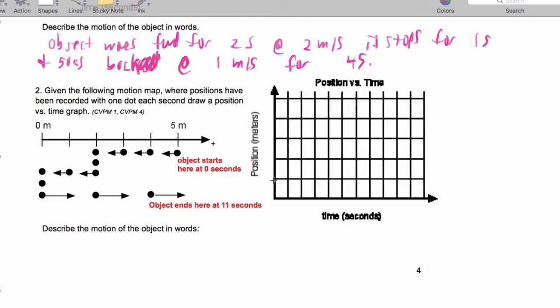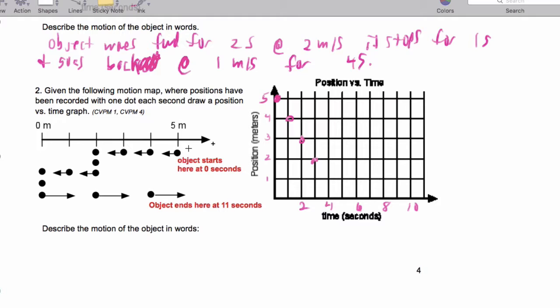So we start off, so 1, 2, 3, 4, 5, and we have a number of seconds, so we'll just say 1, 2, 3, 4, 5, 6, 7, 8, 9, 10, 11. So I'll count by twos: 2, 4, 6, 8, 10. So we start off at 5. 1 second later, we're at 4. 1 second after that, we're at 3. 1 second after that, we're at 2.